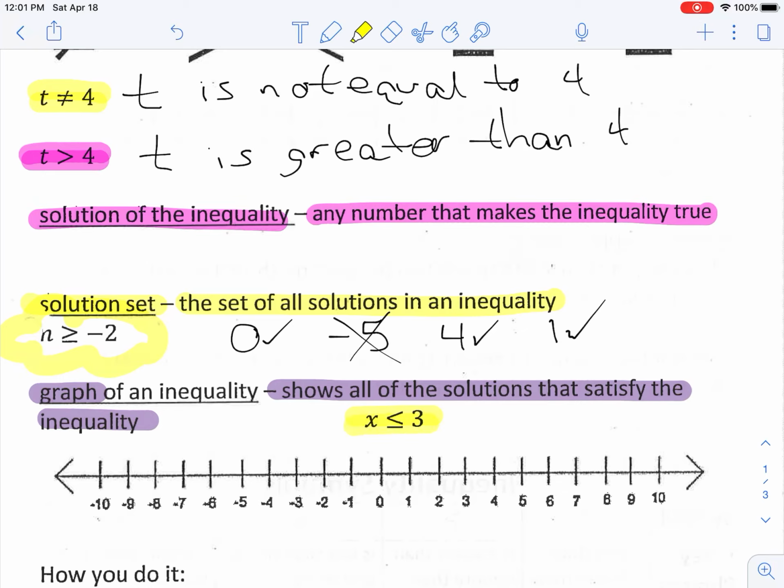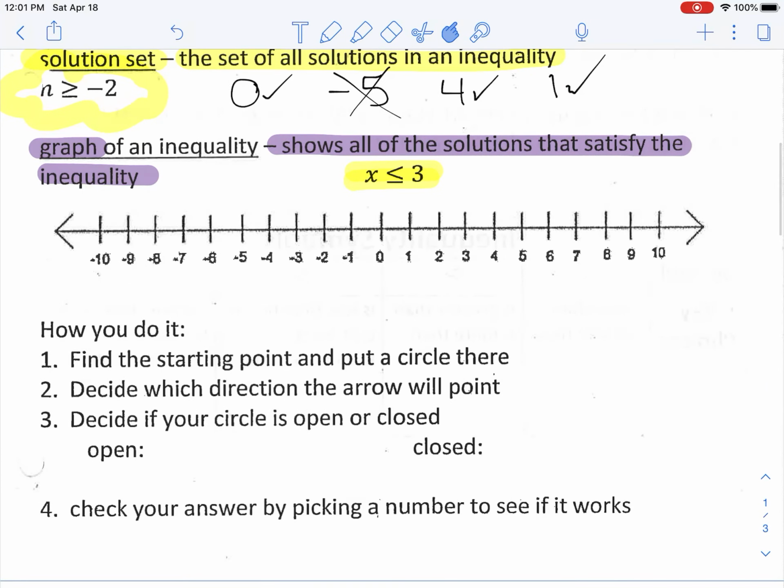The inequality says x is less than or equal to 3. If we scooch down the page, here are our directions. Number 1, find the starting point and put a circle there. Number 2, decide which direction the arrow will point. Number 3, decide if your circle is open or closed. And number 4, check your answer by picking a number to see if it works.